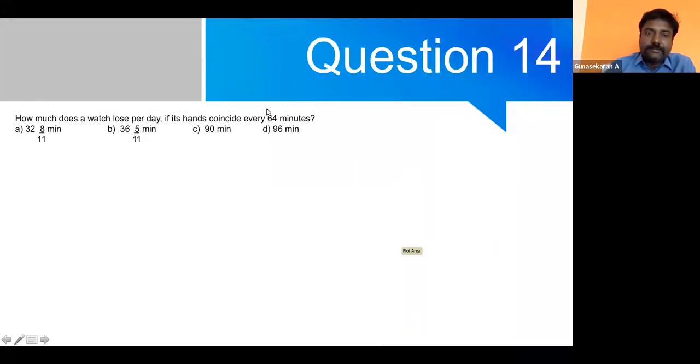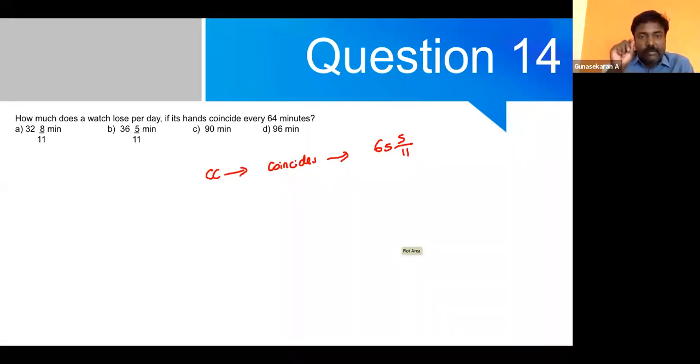Now see, how much does a watch lose per day if its hands coincide every 64 minutes? Like this, they will ask you a question. Every 65 minutes, every 63 minutes, 62 minutes, like that. The pattern is same. We know that a correct clock coincides every 65 5 by 11 minutes. It has to coincide every 65 5 by 11 minutes, but this clock coincides in 64 minutes. Understand? So what is the loss?